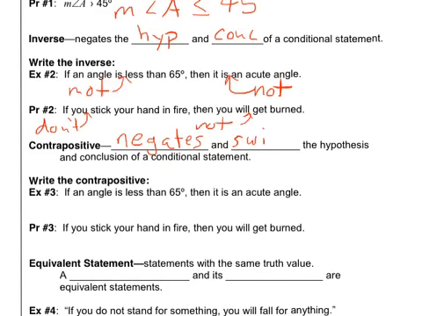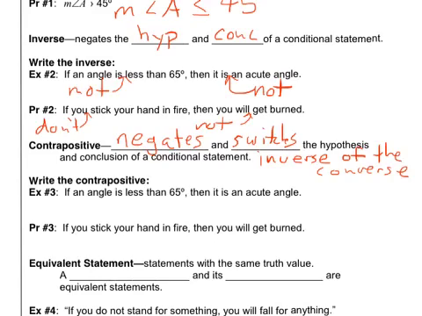All right, the contrapositive negates and switches the hypothesis and conclusion of a conditional statement. And so you could say it is the inverse of the converse, where if you remember, the converse is just where we switch the hypothesis and conclusion. So the converse of this statement up here, if an angle is less than 65 degrees, then it is an acute angle, would be, if an angle is an acute angle, then it is less than 65 degrees. That would be the converse.